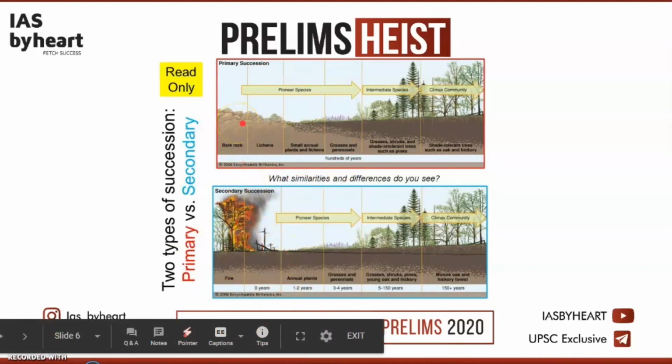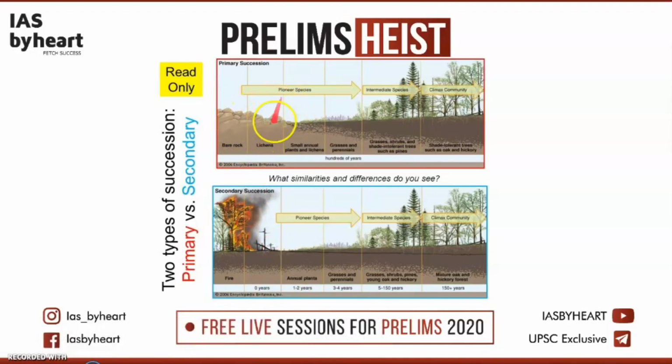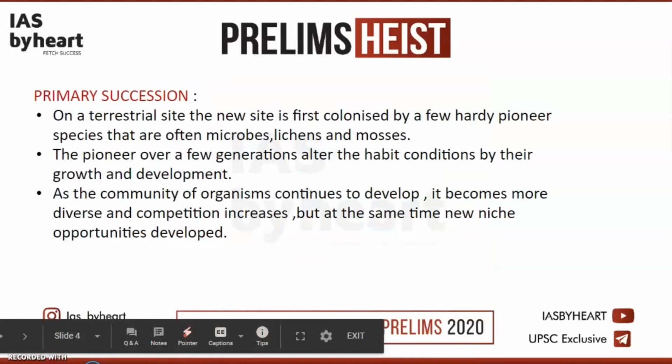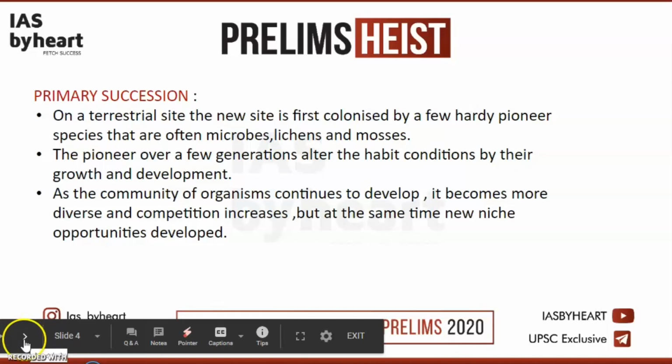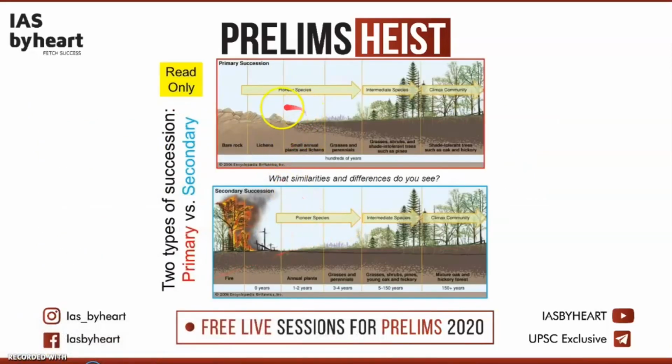In primary succession, there are some species like lichens and mosses found in this region. These lichens and mosses are the pioneer species which alter the habitat conditions by their growth and development. When these lichens and mosses grow, they alter the environmental conditions, which further lead to grasses as well as shrubs, which are called intermediate species. This intermediate species also changes their environment. From this intermediate species, we receive our climax community, that is nothing but our forest. This is a forest area.